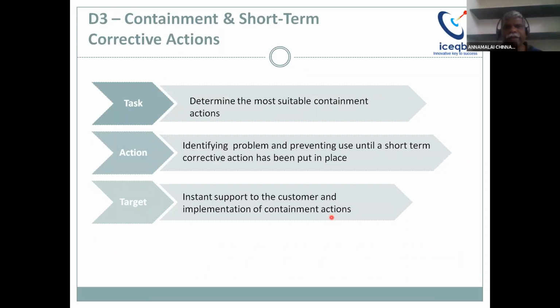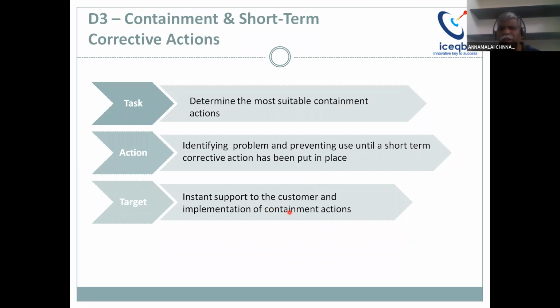Then the third action is to determine the most suitable containment action. So you have identified the current problem, which is a significant problem, and then how we are going to come out with a short-term solution, a short-term corrective action that has to be put in place. Why we are doing this is to give instant support to the customer, through implementation of the containment action.